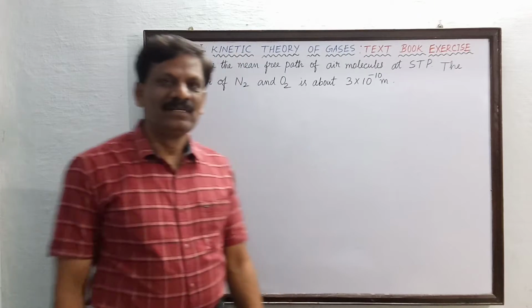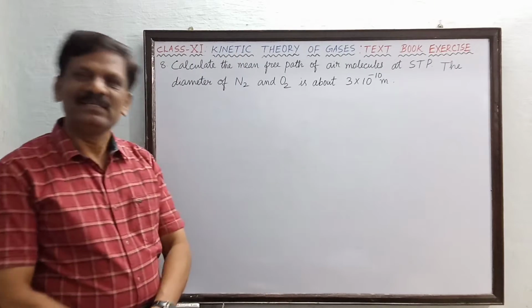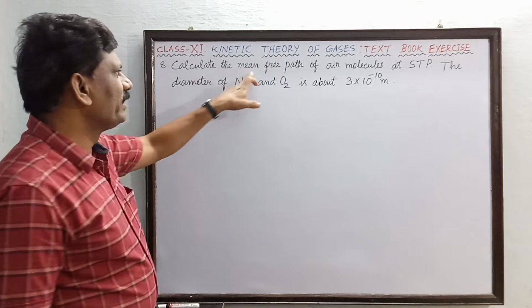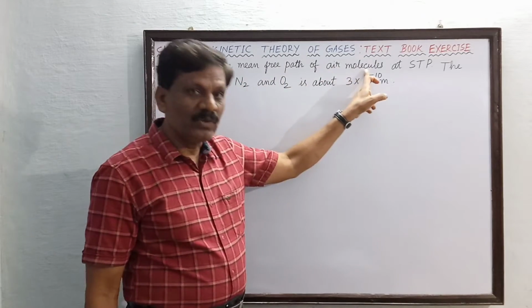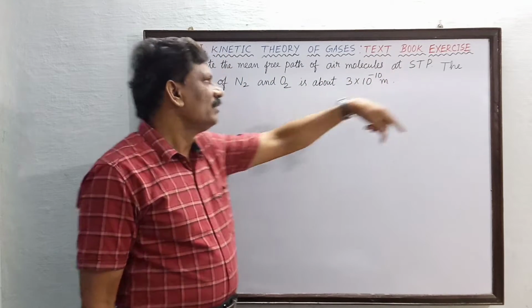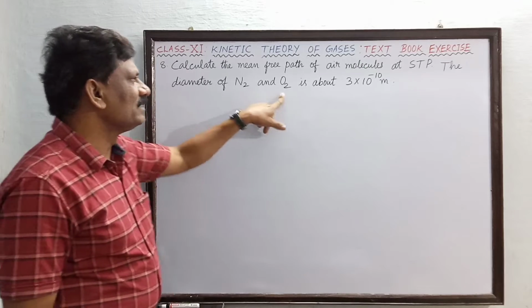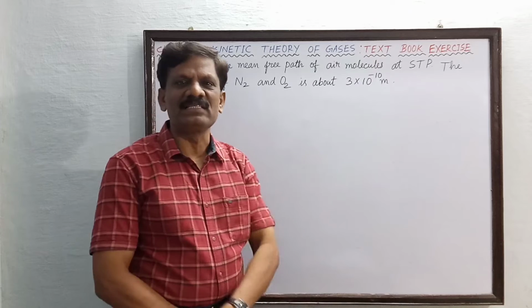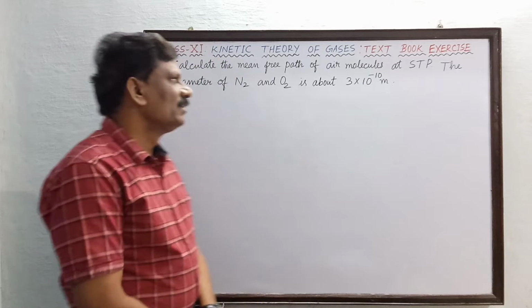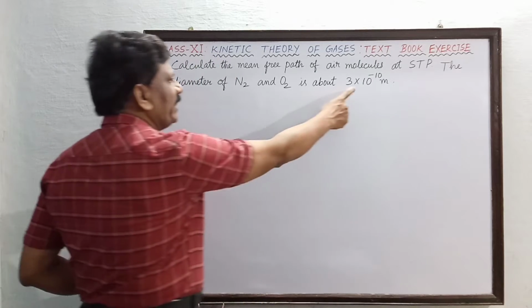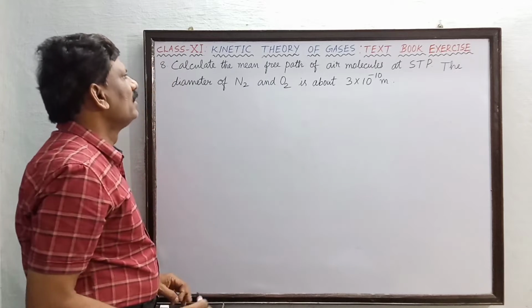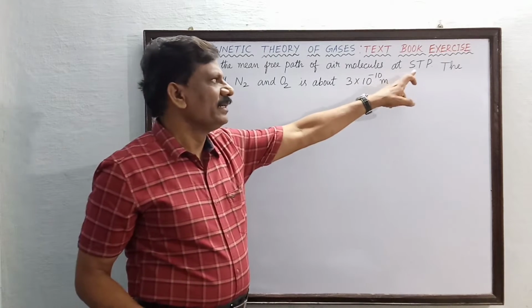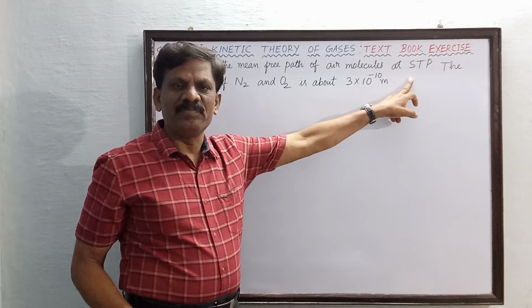Hi students, now we are going to solve problem number 8. Calculate the mean free path of air molecules at STP. The diameter of nitrogen and oxygen molecules is about 3 × 10^-10 meter. Here the diameter of the molecules is given. Then indirectly the temperature and pressure at STP is given.